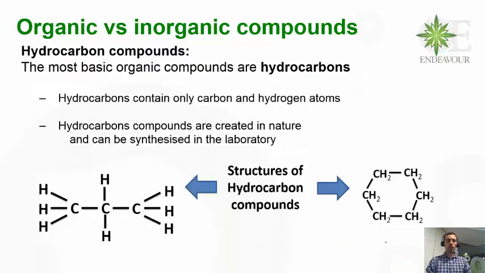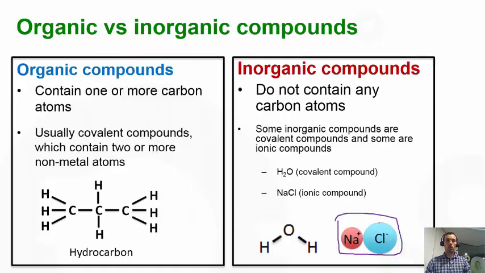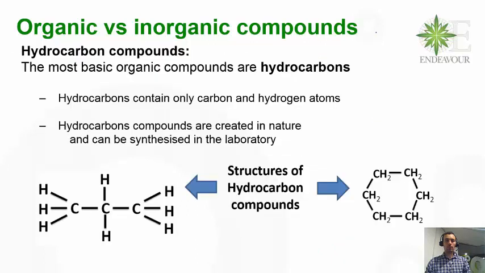So we've talked a little bit already about hydrocarbon compounds. These are the most basic forms of an organic compound. So these are organic compounds that contain only carbon and hydrogen atoms. So you can see in the structures down the bottom, each atom present is either a carbon or a hydrogen. So these types of compounds exist naturally, and they can also be created in the laboratory.